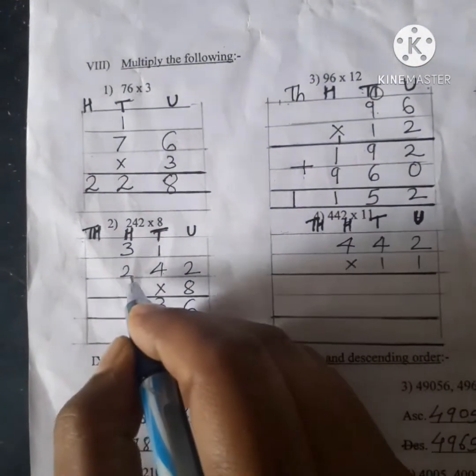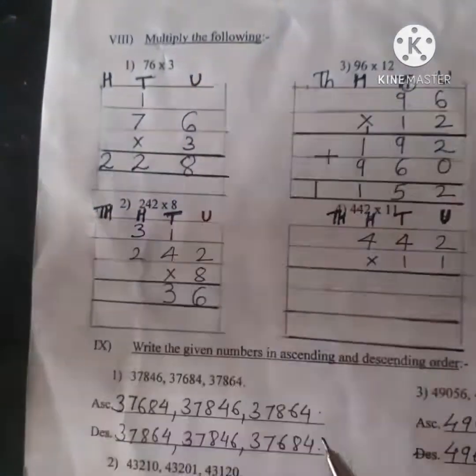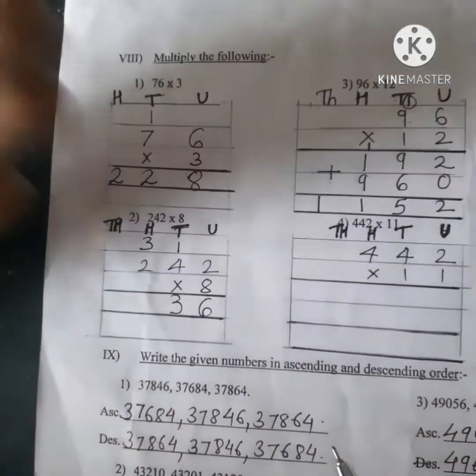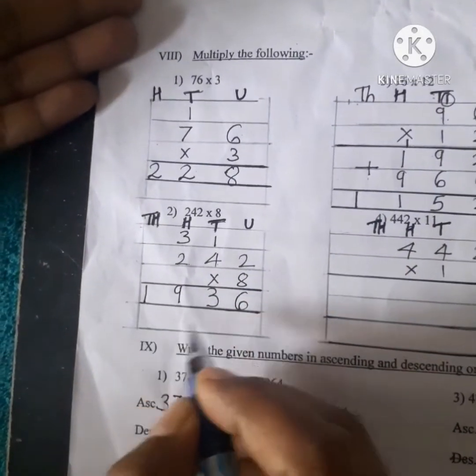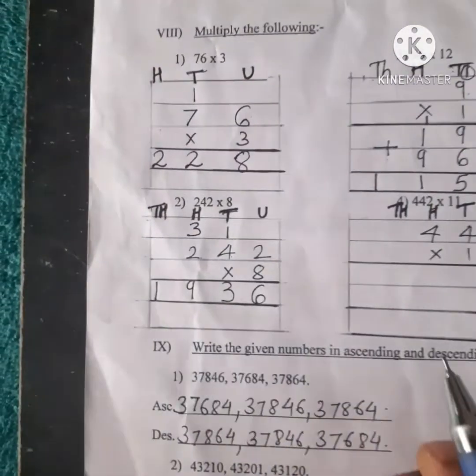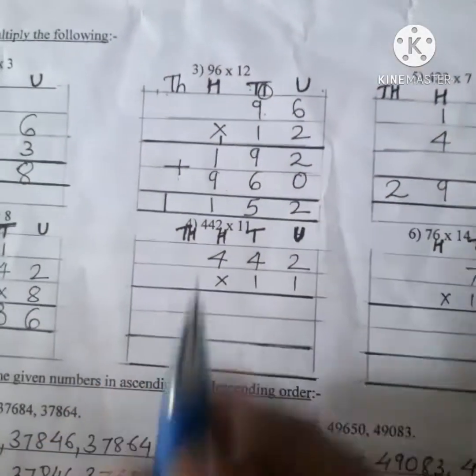After that 8 2s are 16. 16, 17, 18, 19. 3 you will add. So your answer is, this way you will write, 1936.